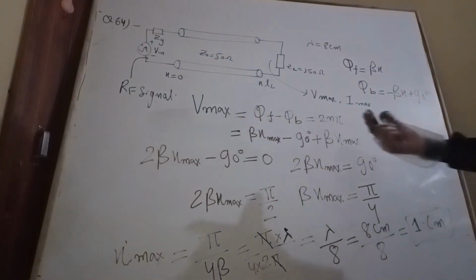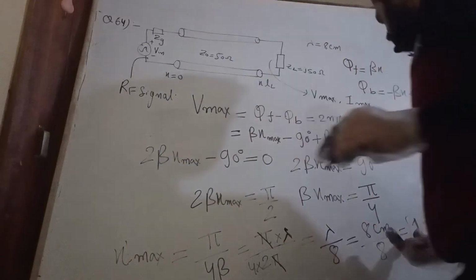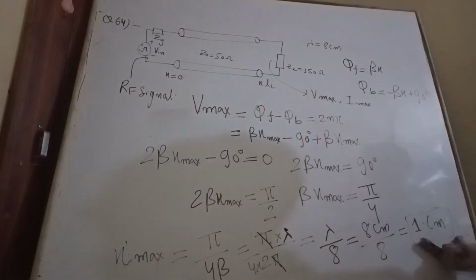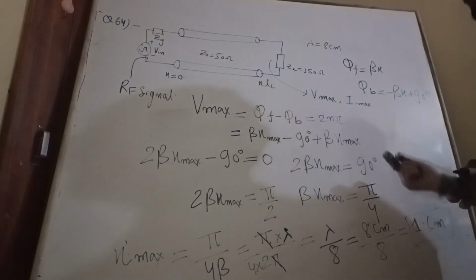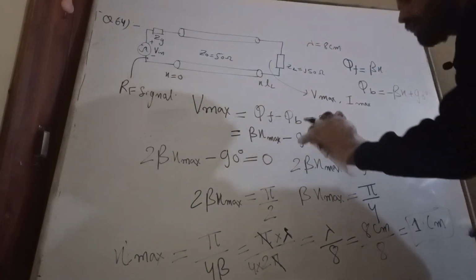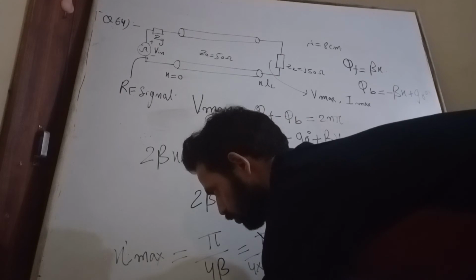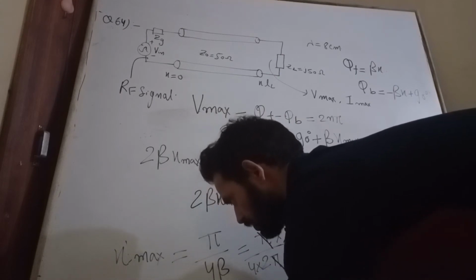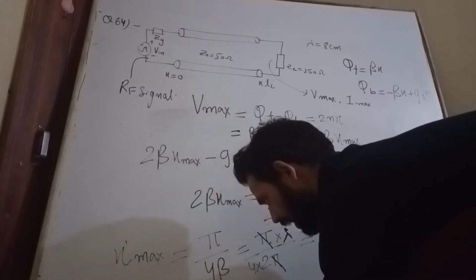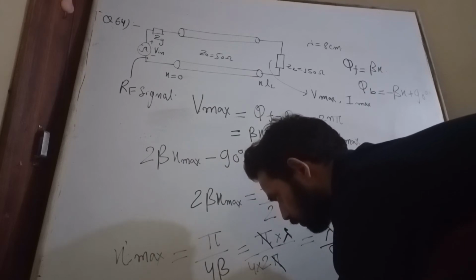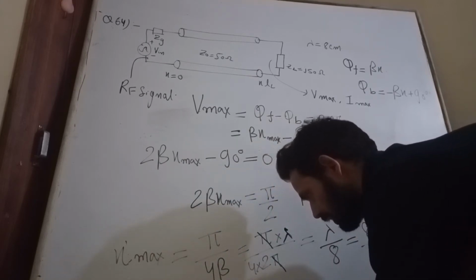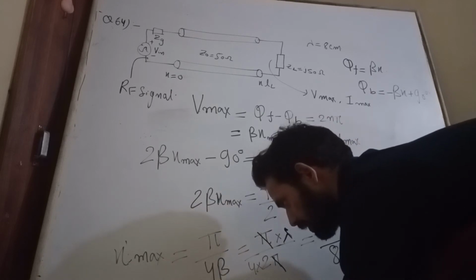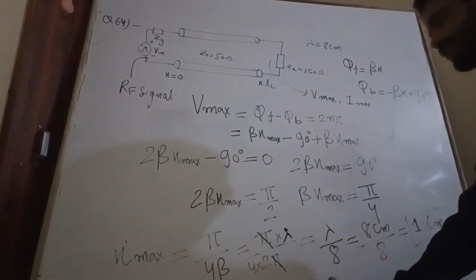So our voltage maxima occur at 1 centimeter. At a distance of 1 centimeter near the load, the first voltage maxima occur, at x equal to 1 centimeter. So this is for voltage maxima.